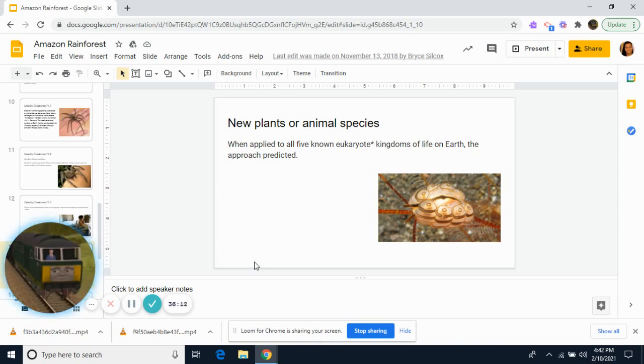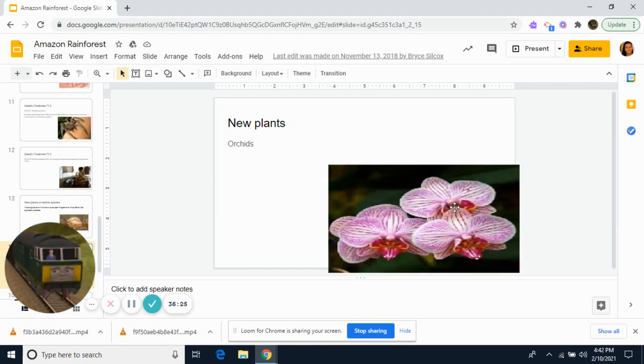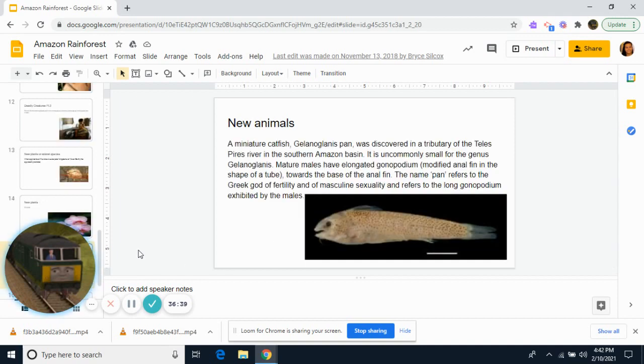New plant or animal species. When applied to all five known eukaryote kingdoms of life on Earth, the approach predicted new species. So this is what it looks like right there. New plants: orchids. They usually belong to the Amazon rainforest. This is where orchids come from. New animals: a miniature catfish.